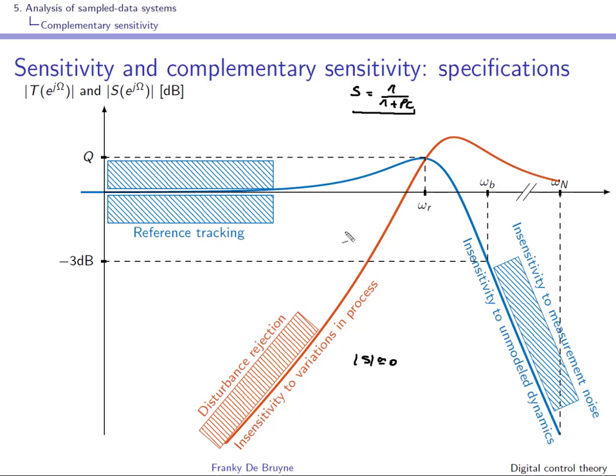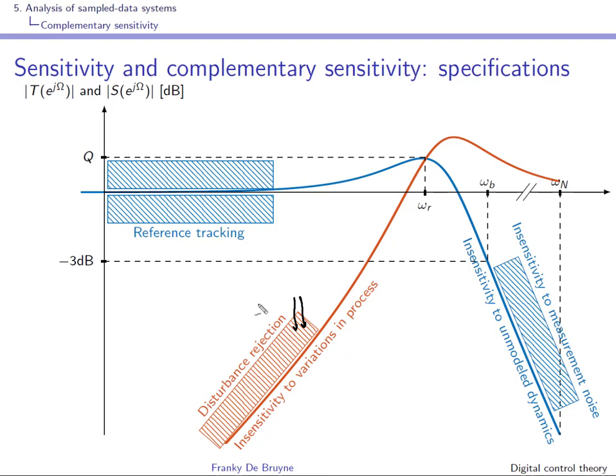But we have also seen that this sensitivity function is the sensitivity of the closed loop transfer functions in a tracking problem, in a load disturbance problem. So imposing that S in module is small will lead to insensitivity to variations in the process in our control problems, tracking and load disturbance rejection.